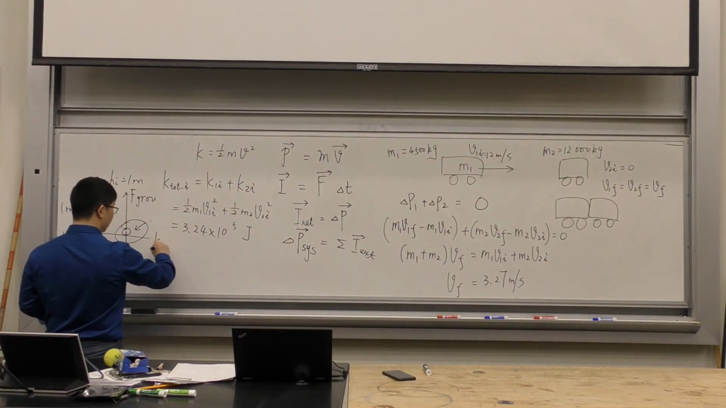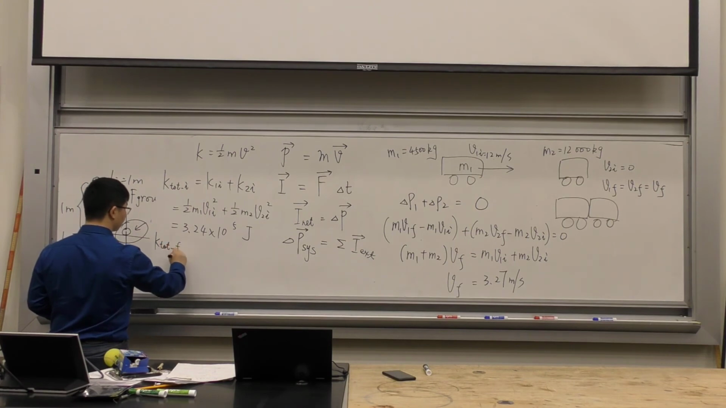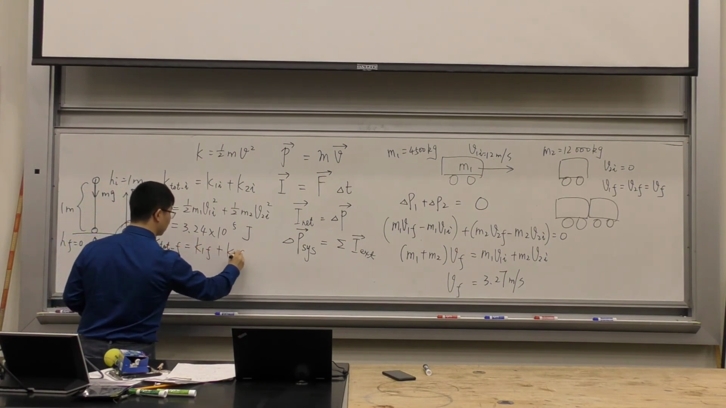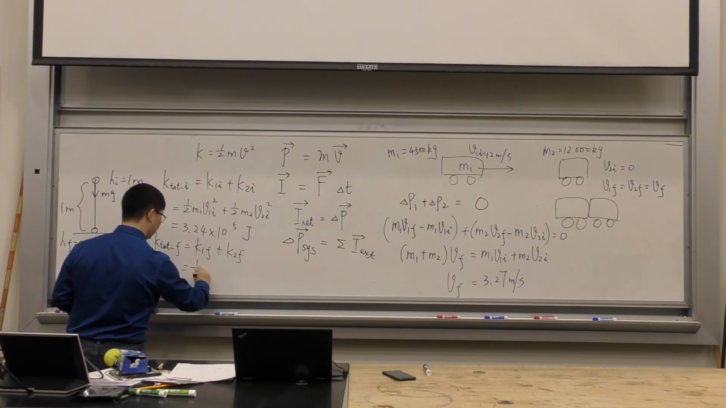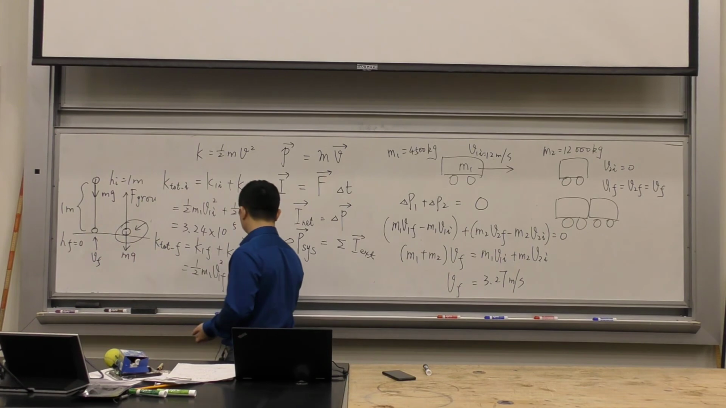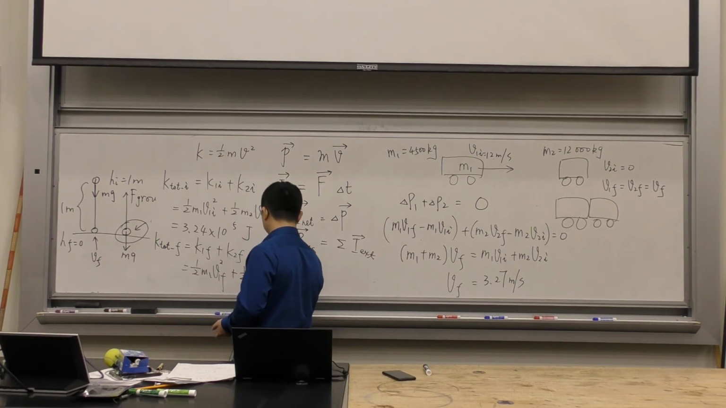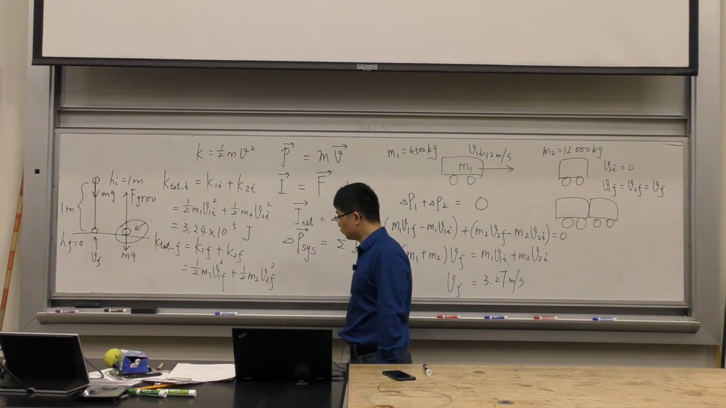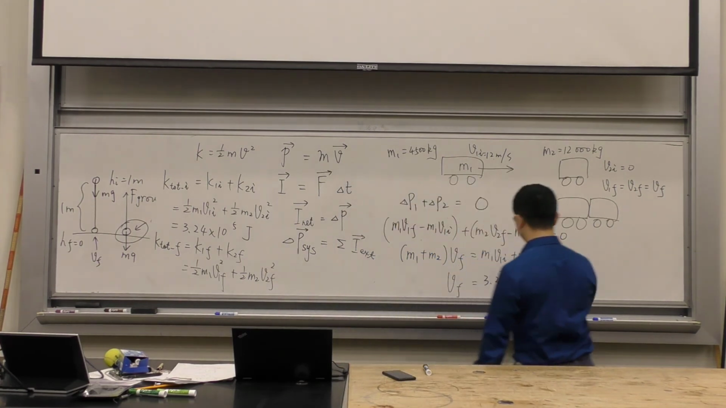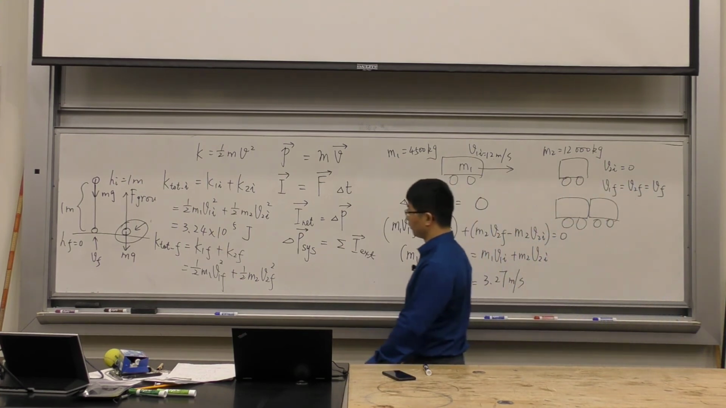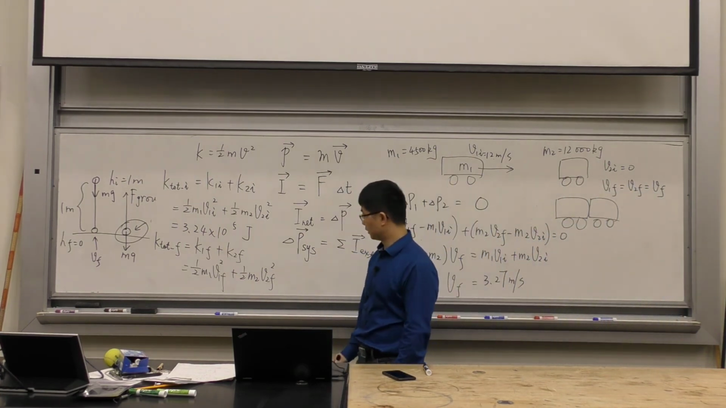I'm just going to do the same thing after the collision: K1 final plus K2 final, which is 1/2 m1 v1f squared plus 1/2 m2 v2f squared. Now, what are v1f and v2f? Well, they have the same final velocity. So you're going to plug both of them in and find the final kinetic energy, right?